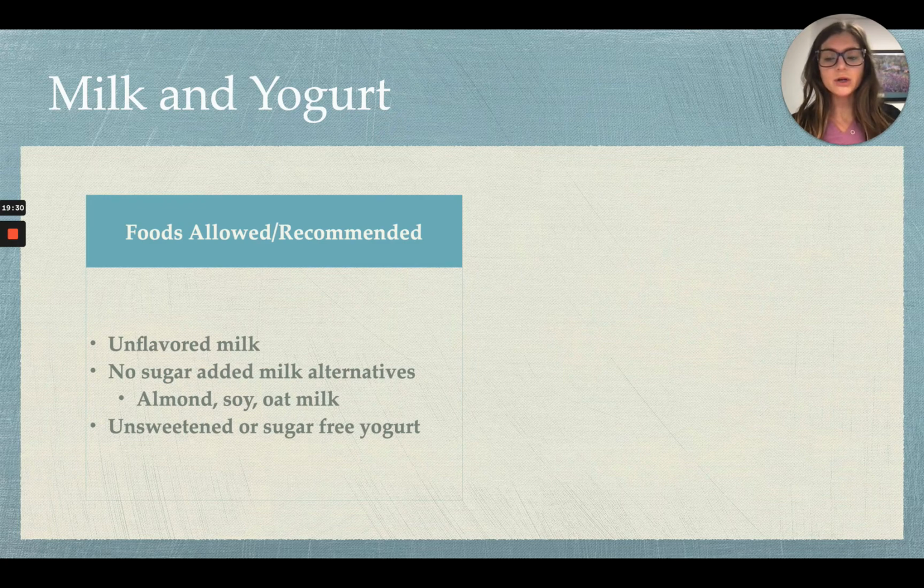And then for yogurt, any type of unsweetened or sugar-free yogurt is allowed. Greek yogurt is a great type of yogurt to have if there's a history of hyperglycemia, because that protein within the Greek yogurt actually helps to reduce spikes in the glucose levels.